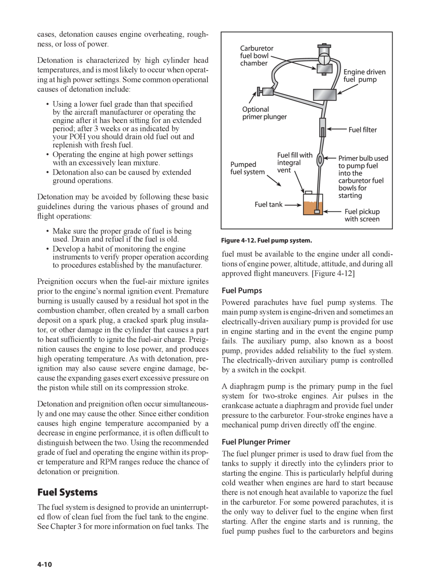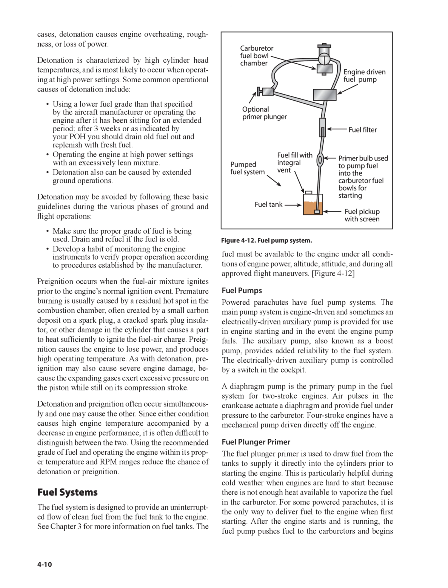Detonation and pre-ignition often occur simultaneously, and one may cause the other. Since either condition causes high engine temperature accompanied by a decrease in engine performance, it is often difficult to distinguish between the two. Using the recommended grade of fuel and operating the engine within its proper temperature and RPM ranges reduce the chance of detonation or pre-ignition.